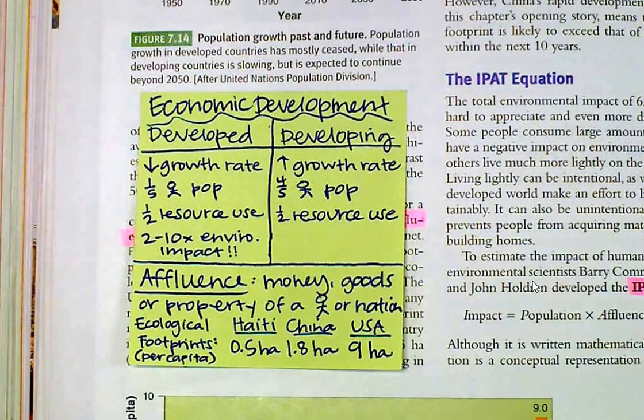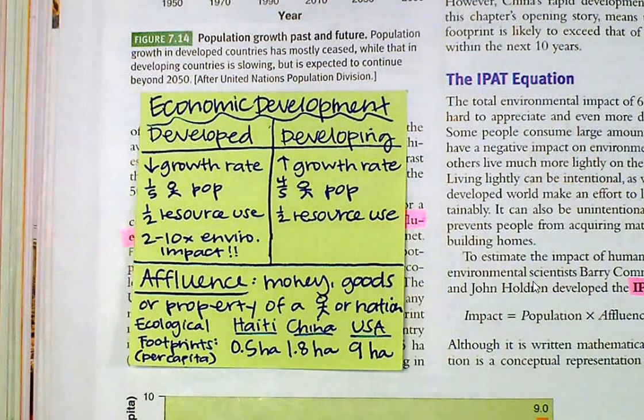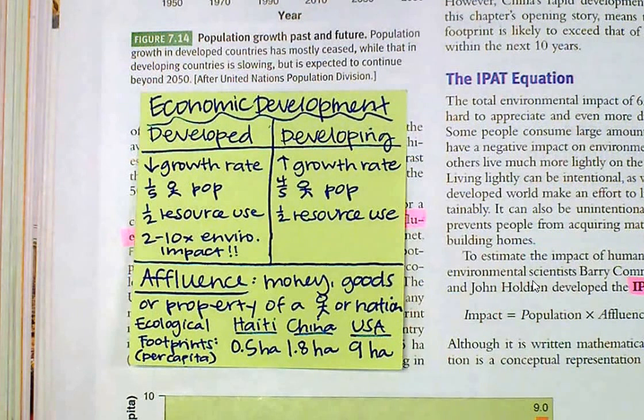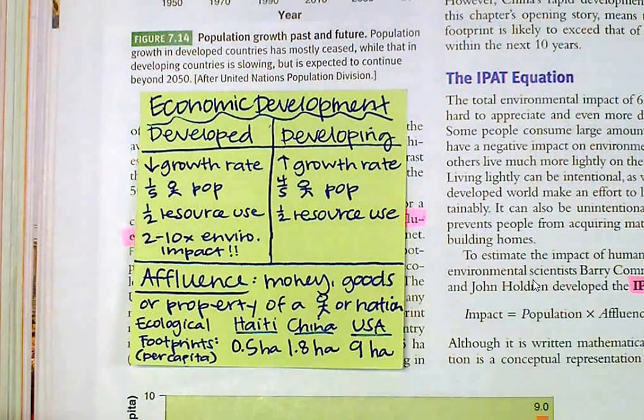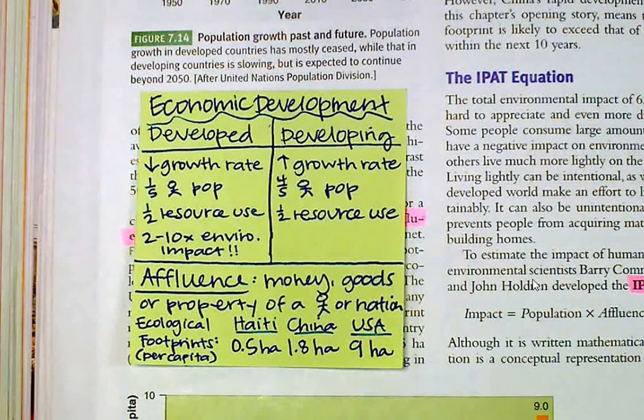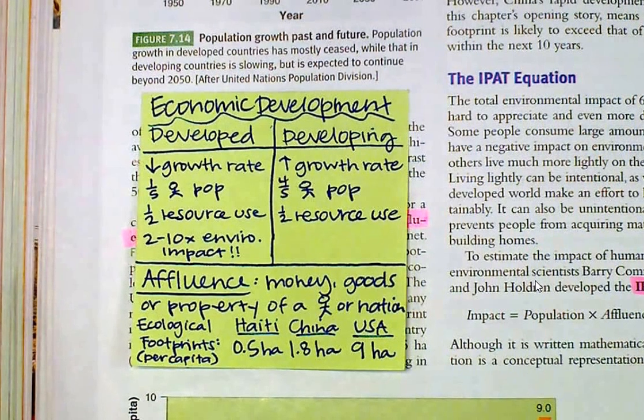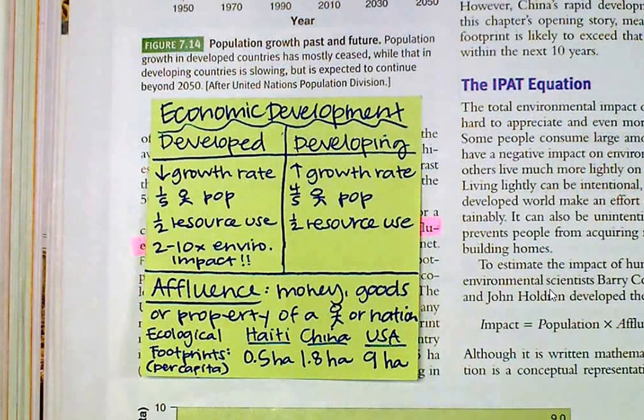Now, affluence, that word from before, is the money, goods, or property of a person or a nation. So you can have affluence as a person, and you can have affluence as a nation. Affluence gets into exactly what your environmental or ecological footprint is going to look like. So I've given us 3 examples here of ecological footprints.